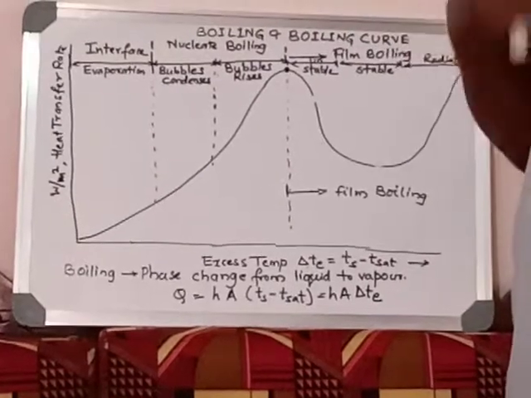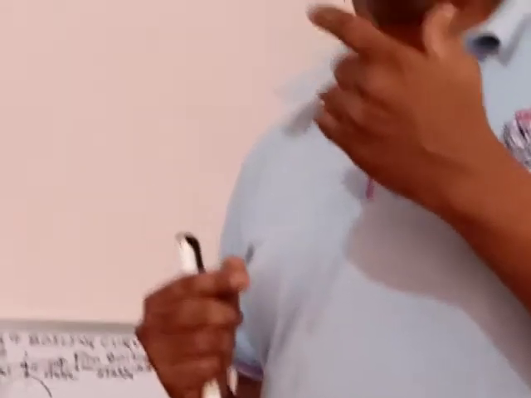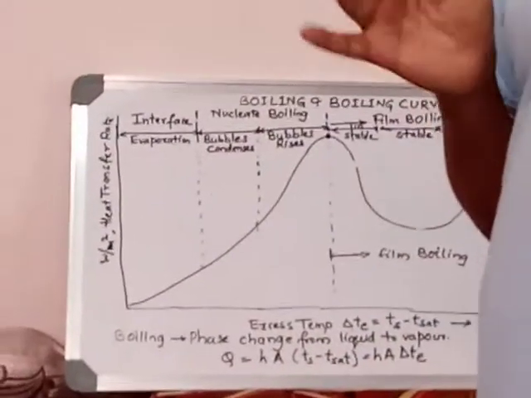So bubbles are continuously formed. Because their mass is less, they will go upward because of buoyancy, and then they will rupture, but they will not come to the surface level. So what will happen? Those bubbles will condense in the liquid, and agitation of the liquid will take place.